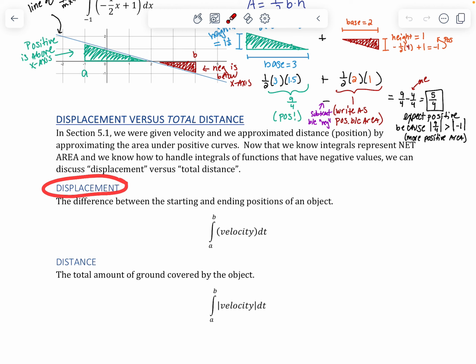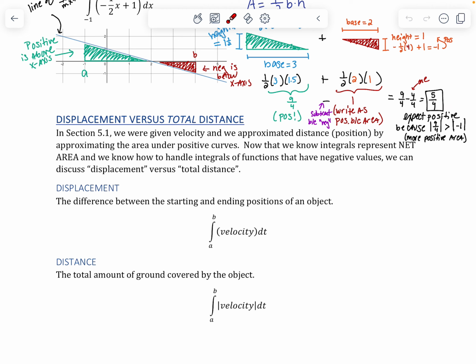Let's begin with displacement. The difference between the starting and end point of positions of an object. So because of the way integration gives us the change over time, we have velocity. But if you wanted the actual distance, we need to integrate the absolute value. So we would have had a case like 9/4 plus 1 and had an answer much larger than 5/4.